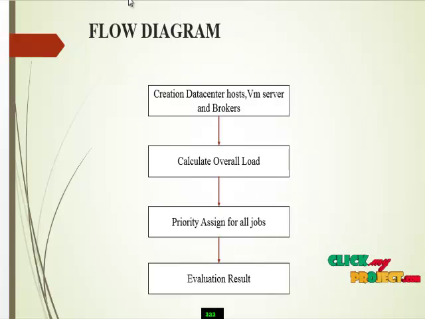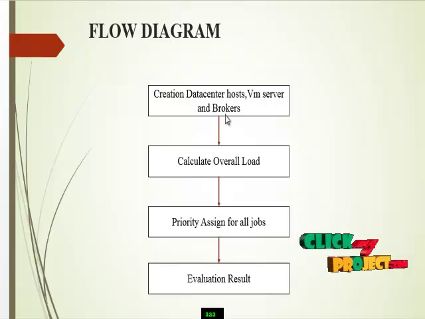Next, we are going to discuss our flow diagram. The first step is creation of data centers, hosts, VM servers and brokers. In the first module, we have to create the data center level, then the cloud level, the VM server level and the data broker level. Next, we are going to calculate overload. Here we give each task some jobs, so we calculate the overall jobs, and next we assign priority for all jobs.